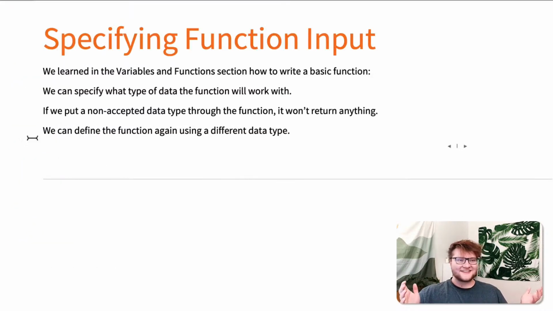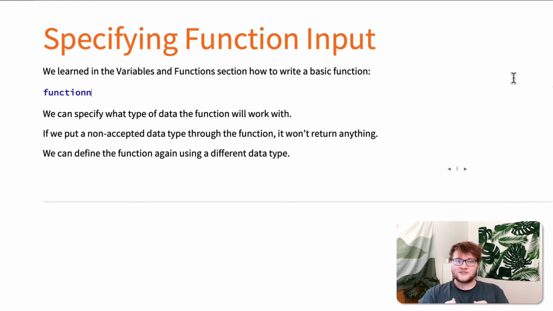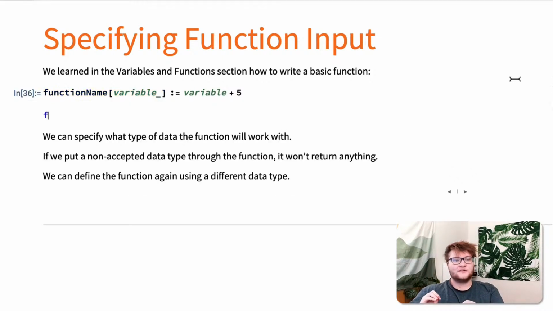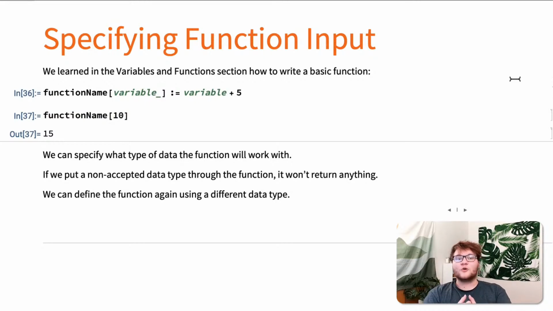So, next section is specifying function input. So we learned in the variables and functions section how to write a basic function. We do that with specifying the function name, giving it what we're going to call our input, doing a set delay, and then doing something with our input after the set delay. Now that we have some more coding skills, we can get more complicated with our functions as well.